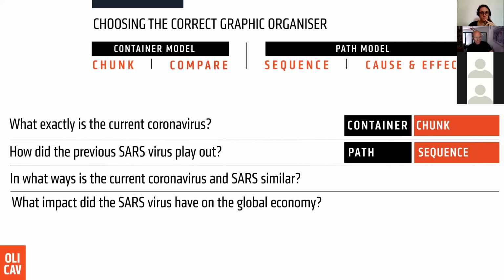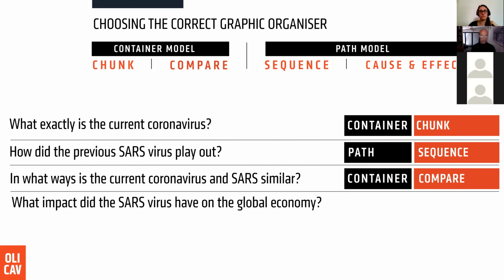Next one. In what ways is the current coronavirus and SARS similar? The key word to me is similar. If you have the word similar, we have to be looking at more than one thing. So we're going container, and then we're comparing. Because you've got coronavirus on one hand, SARS on the other, and we're asking to what degree they're similar. And in the process of identifying in what ways they're similar, you will by definition also be identifying in which ways they are not similar, they are dissimilar. So you're comparing.